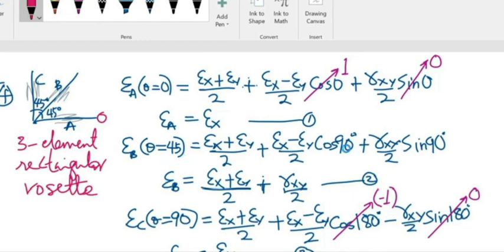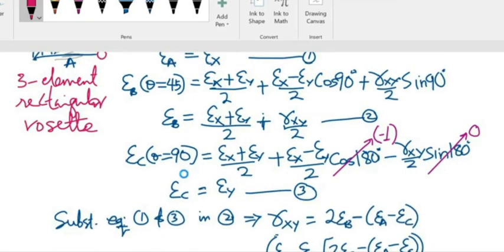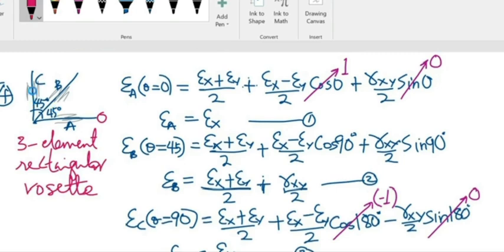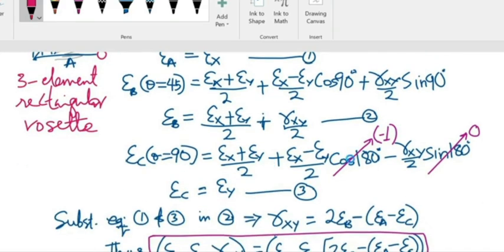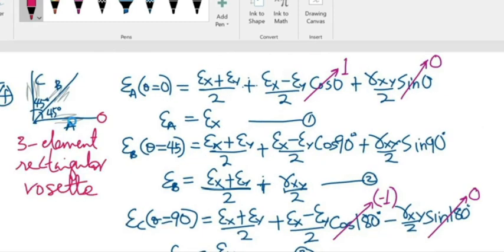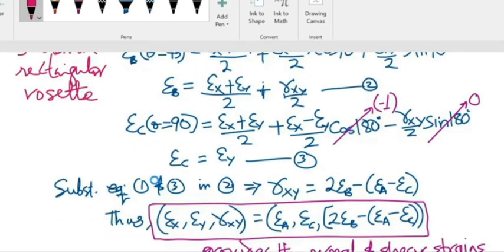So when we enter this, we have it as equation number 2. And then the third strain gauge, EC, is at 90 degrees. And you know, cos 2 theta, which is cos 180, is minus 1. And sine 180 is 0. And so we'll end up with EC equal to EY. So EA in this case is equal to EX, and EY is equal to EC. So what we don't know is the shear strain.